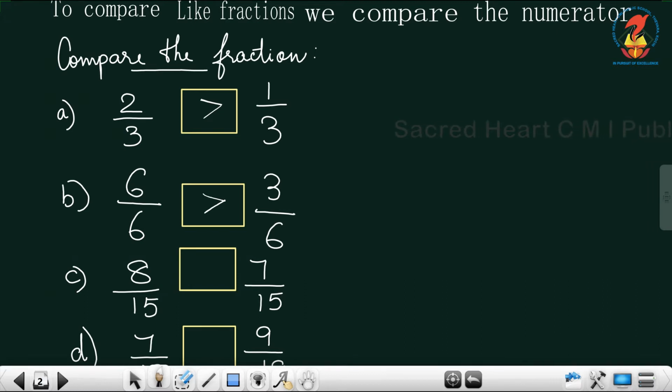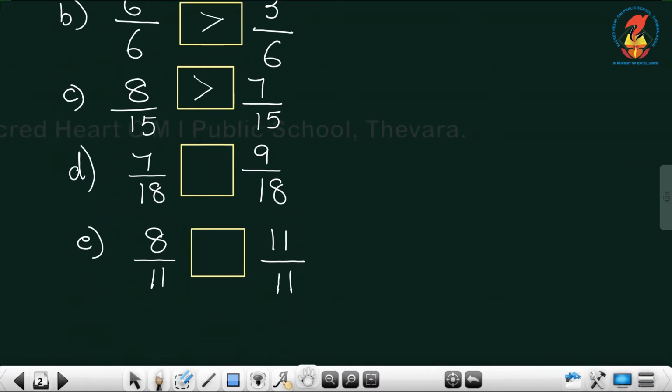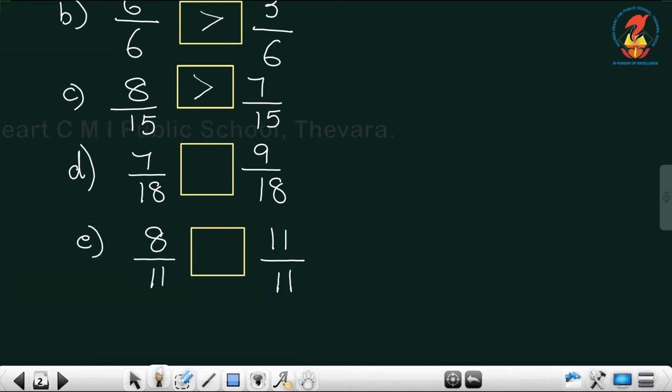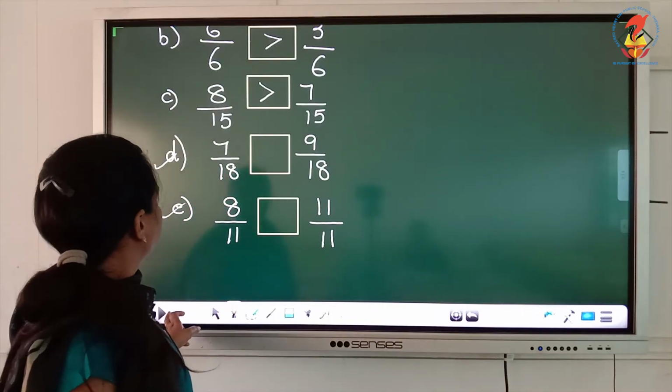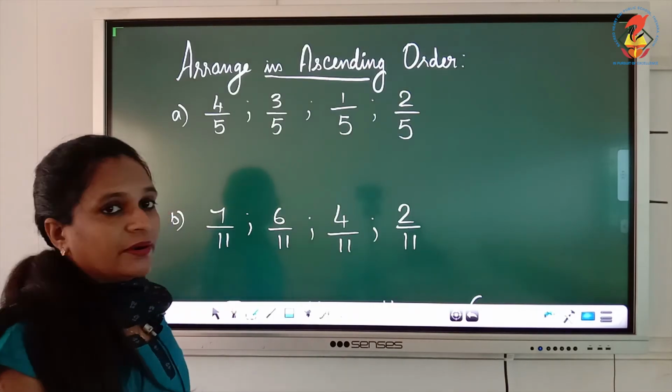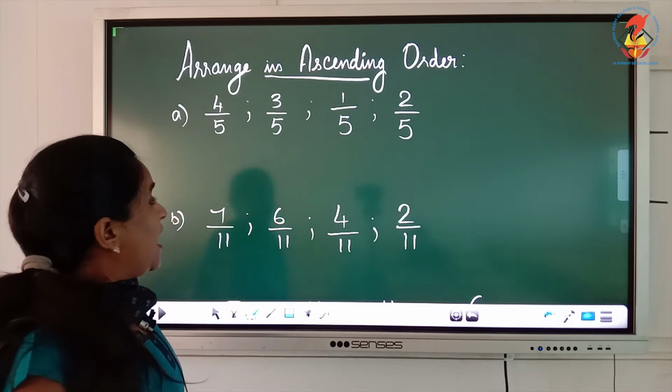C question, 8 by 15 and 7 by 15. Which one is greater, 8 or 7? 8 is greater. So, 8 by 15 is greater than 7 by 15. The same way, I am giving 2 questions as homework, D and E. Do it yourself. Now, let us move on to the next question, arrange in descending order, ascending order.